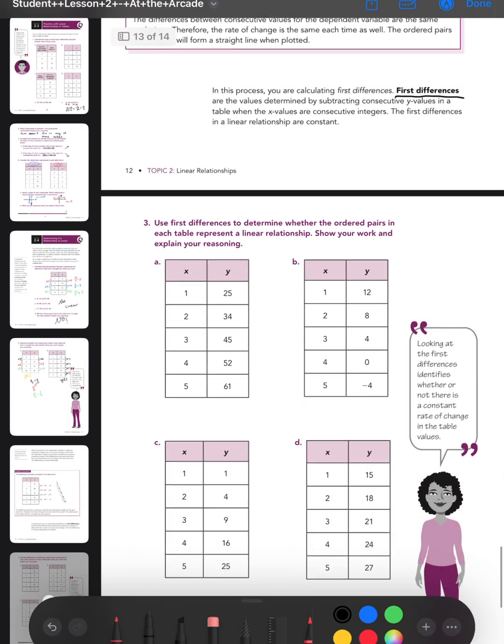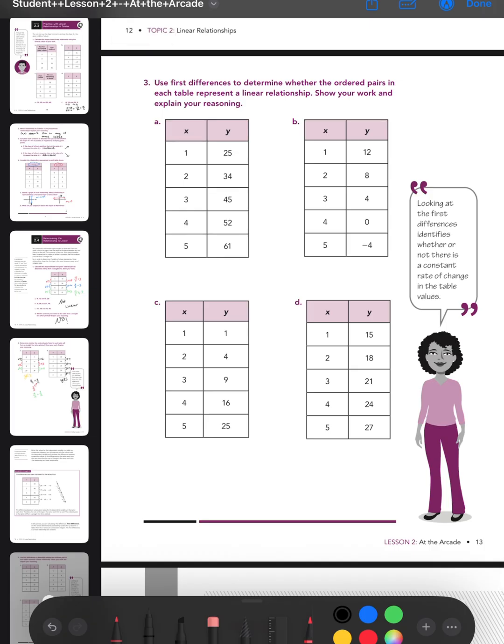So using that concept on the next page, all of the x values in each one of these tables are consecutive, 1, 2, 3, 4, 5, and so on. So we can just check the change values of the y's. So this one goes up 9, this one goes up 11. So already, no, that one is not linear.